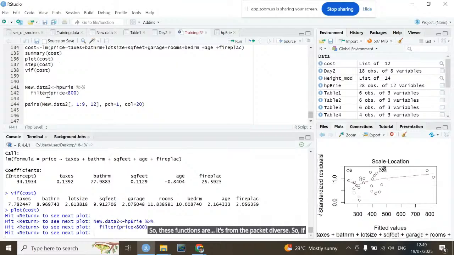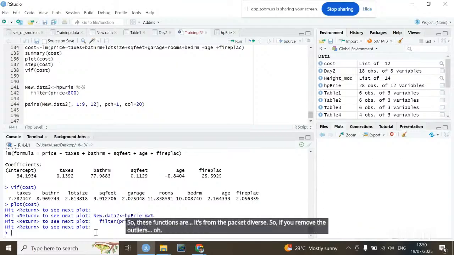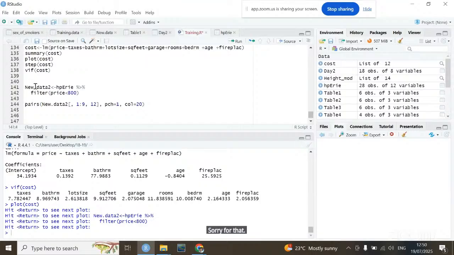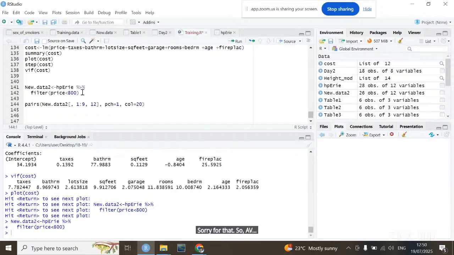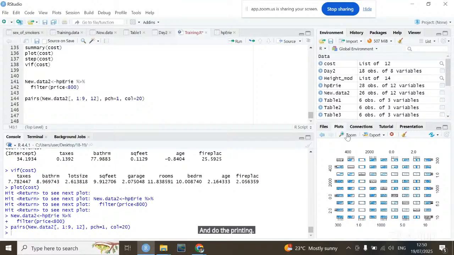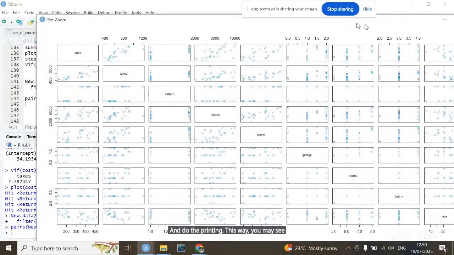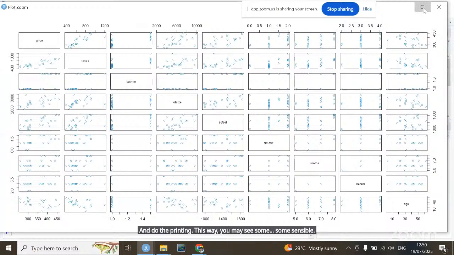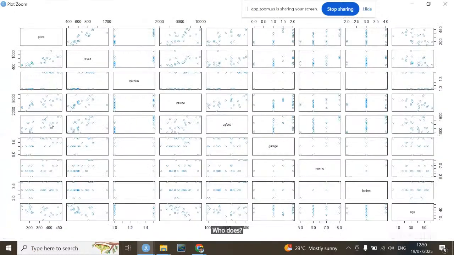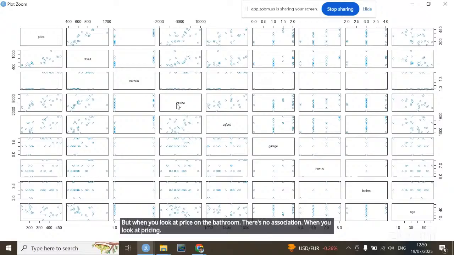So if we remove the outliers and do the printing, this way you may see some sensible results. When you look at the price and the tax, there is a positive association. But when you look at price and the bathroom, there's no association. When you look at price and lot size, a bit positive.